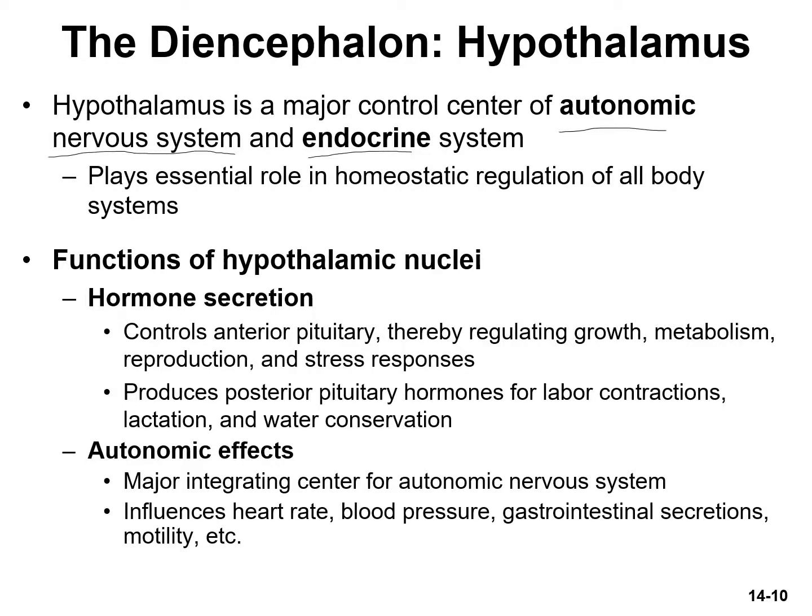And then we see autonomic effects. It's a major integrating center for the autonomic nervous system, and it influences heart rate, blood pressure, gastrointestinal secretions, and motility. Motility is basically the rate of movement of food matter and digested food through the GI tract. Gastrointestinal secretions will be, for example, pancreatic secretions, enzymes being added to the junction between the stomach and small intestine for digestion of certain types of food, for example.